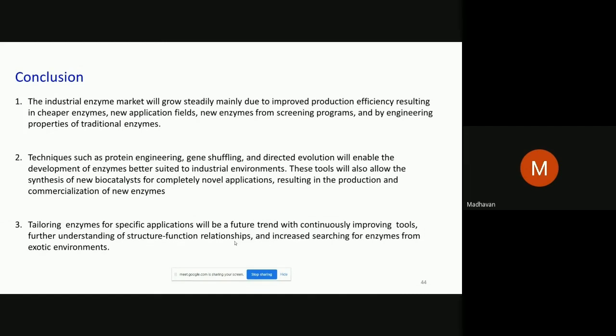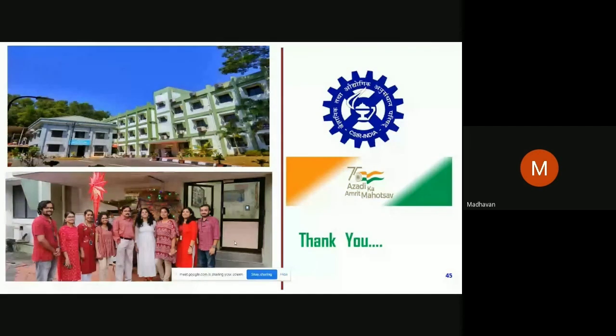The industrial enzymes market will grow steadily, mainly due to improved production efficiency, resulting in cheaper enzymes, new application fields, and new enzymes from screening organisms. Engineering techniques such as protein engineering, gene shuffling, and directed evolution will enable development of enzymes better suited for industrial environments. The third point is that tailoring enzymes for specific applications will be a future trend, with continuously improving tools, further understanding of structure-function relationships, and increased searching for enzymes from exotic environments. So this is my last slide.